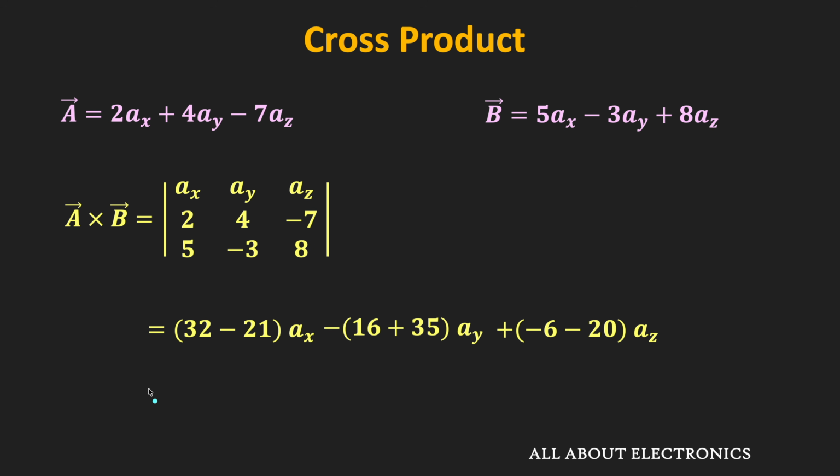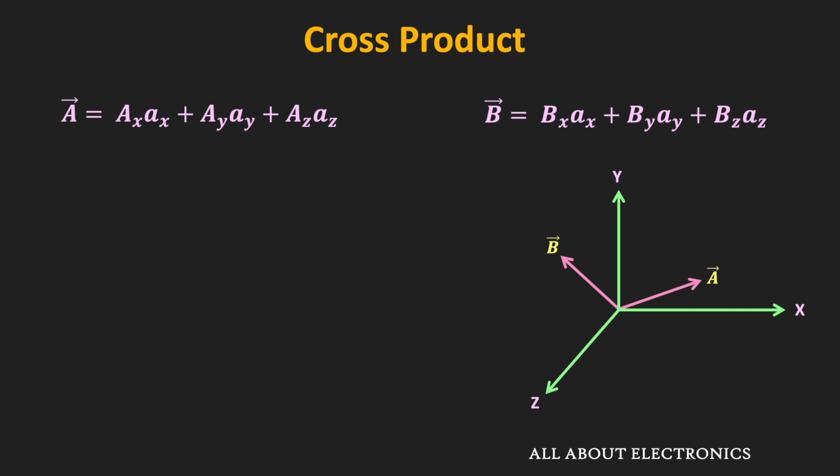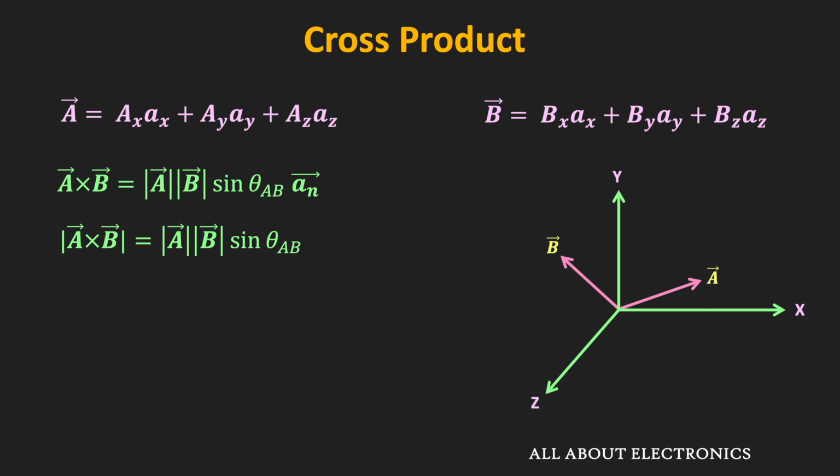And if we further simplify it, then we will get 11 times ax minus 51 times ay minus 26 times az. So in this way, we can find the cross product of the two vectors. Now, for the two vectors A and B, we know that their cross product can be given as AB sine theta times an, right? And from this we can say that the magnitude of the cross product is equal to AB sine theta AB.